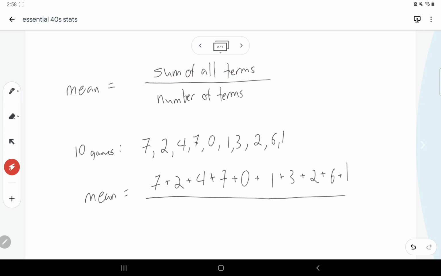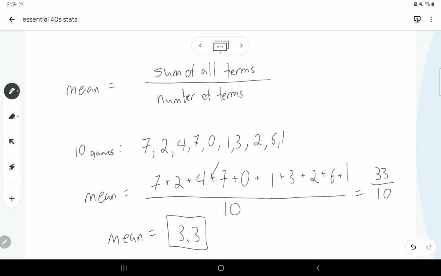So how many numbers do we have? We know there are 10 games, but if we didn't know, we could just count them up: 1, 2, 3, 4, 5, 6, 7, 8, 9, 10. So we know that there are 10 terms. Now we just add up all of these numbers in our numerator. That'll give us 33. So now we have 33 over 10. If we do that division, our mean becomes 3.3.